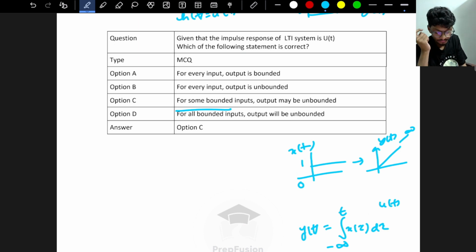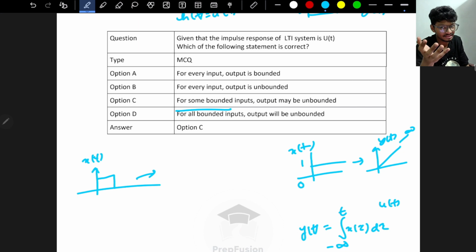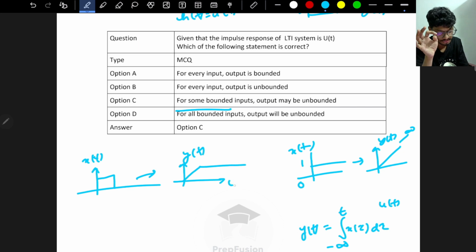Let me choose a finite duration signal. Any finite duration signal you can choose. X of t, I am choosing this signal. Then what will be the output? Output will be simply the integration. And what is the integration of this? It will not be 0, it will remain constant. I hope we know basic integration. So output will be simply this.